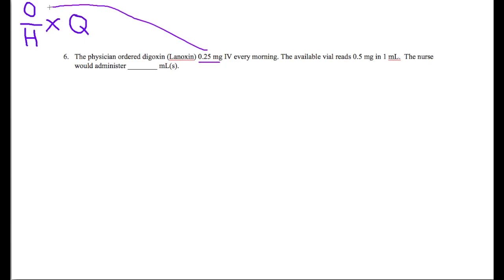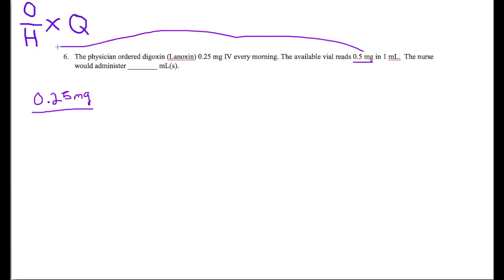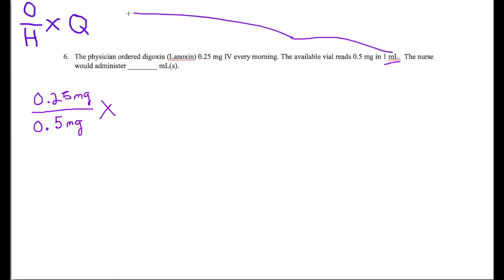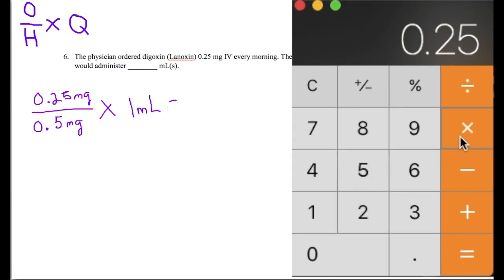My ordered or desired is 0.25 milligrams. So I'll have 0.25 milligrams over my have, which is 0.5 milligrams. And then I will multiply this times my amount or quantity, which is 1 milliliter. And I will end up with an answer of 0.5 milliliters.